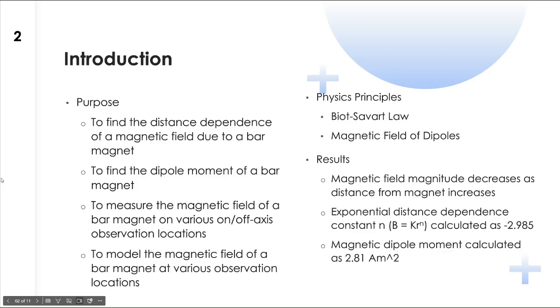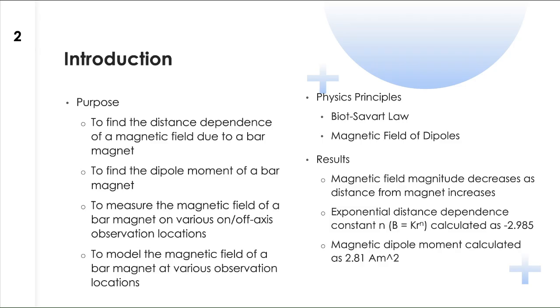The purpose of this lab was to find the degree of distance dependence of a magnetic field due to a bar magnet, and to find the dipole moment of the said bar magnet, and then to measure and model the magnetic field of a dipole or a bar magnet at various on and off axis observation locations.